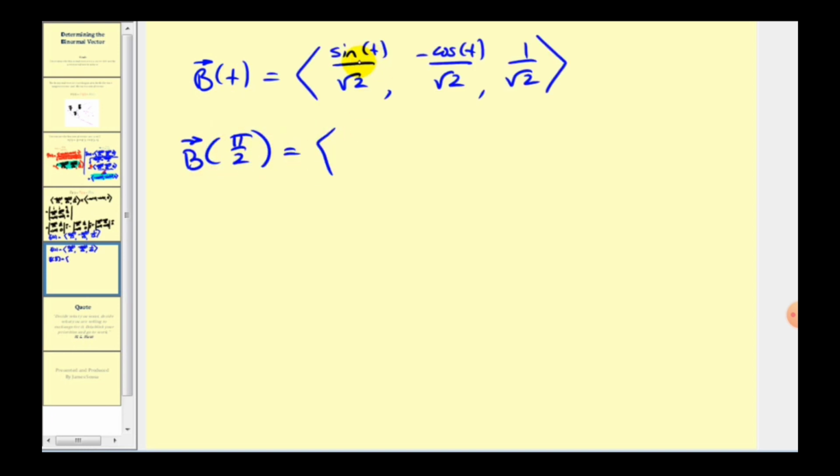Well, the sine of pi over 2 is going to be 1, so the x component will be 1 over the square root of 2. But cosine of pi over 2 is 0, so the y component will be 0. And then lastly, the z component will be 1 over the square root of 2. This would be our unit binormal vector. Let's go and take a look at this.